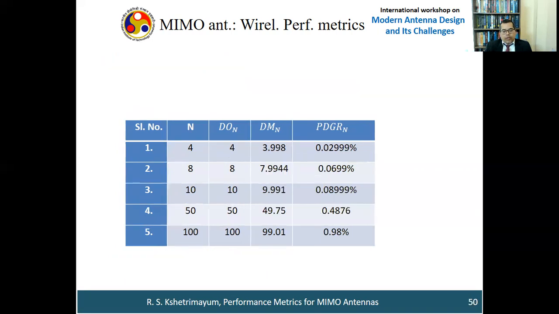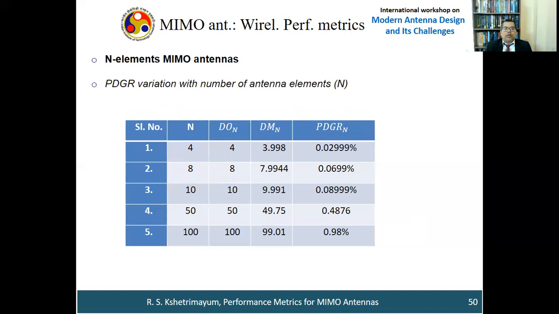So what is an acceptable or desirable value of ECC when you have a large antenna array? Let's consider 0.001. For the 0.001 ECC, you can actually calculate how much is the percentage diversity gain reduction for n equal to 4, n equal to 8, 10, 50, and 100. For n equal to 4, percentage diversity gain reduction is 0.02999. It's less than 0.03. It's quite good.